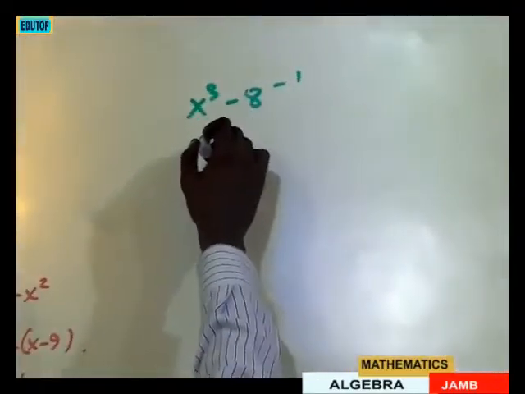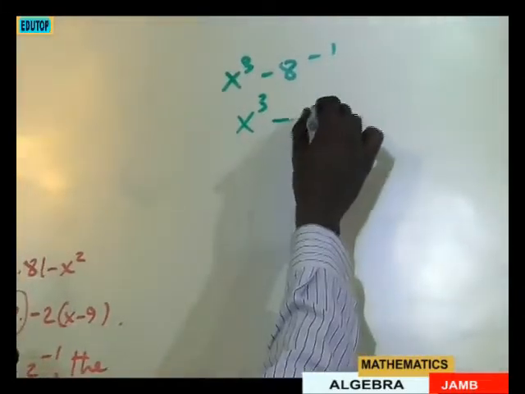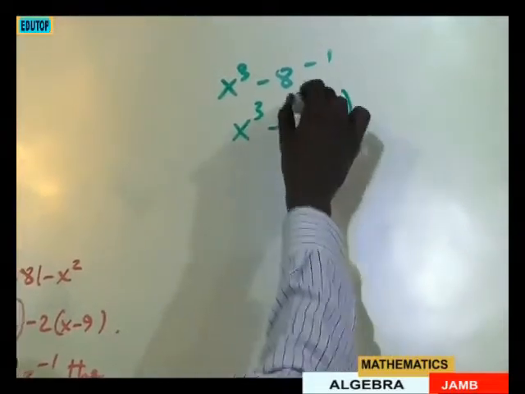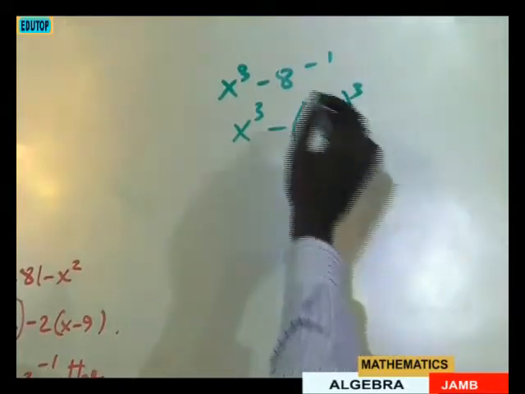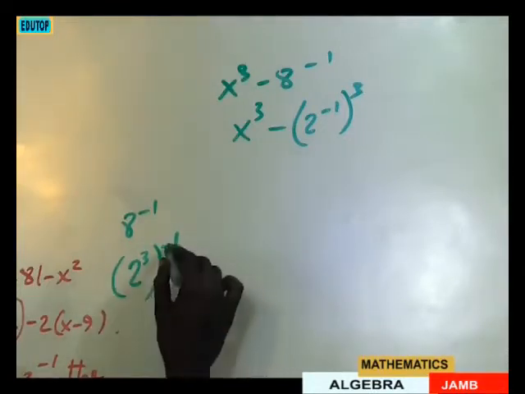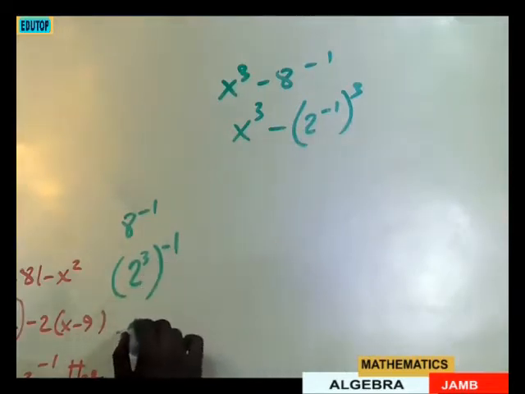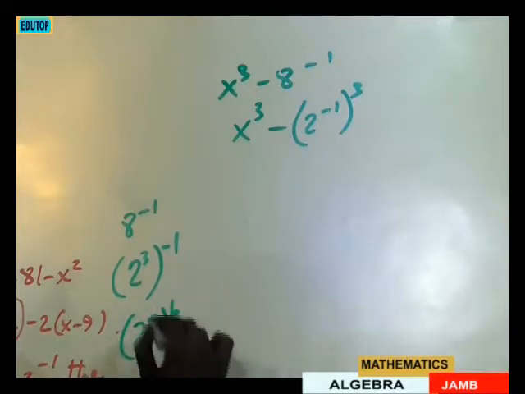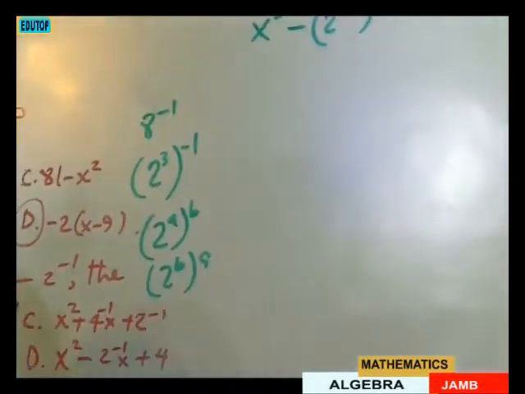By the time I try to restructure this, I'll have x raised to power 3 minus 2 raised to power minus 1, everything affected by 3. So you can see that if you open this one up too, 8 raised to power minus 1 is just like saying 2 raised to power 3 raised to power minus 1. So automatically minus 1 times 3, that will be what? Minus 3. So I can write this one. And one thing about mathematics is that when you have 2 raised to power A raised to power B, it can also be 2 raised to power B raised to power A. They can interchange. Are you getting that now?